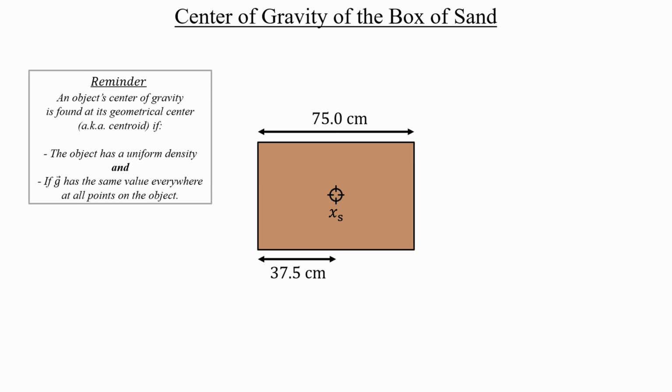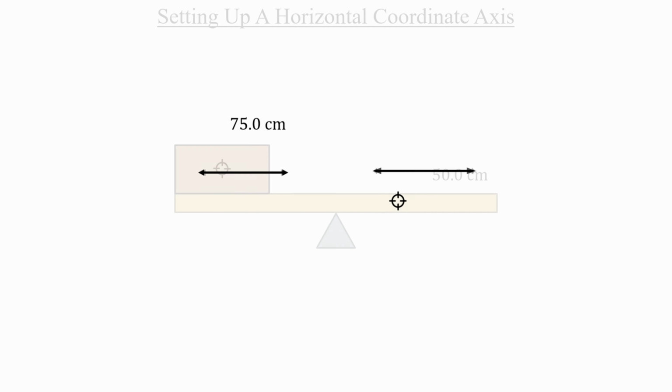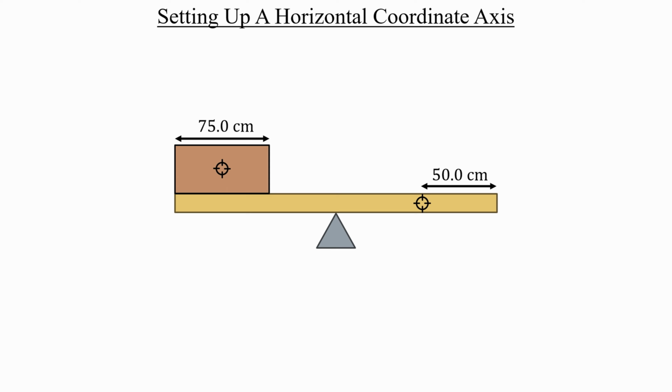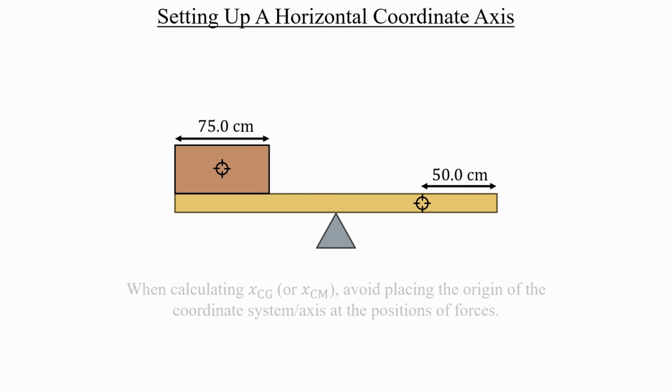So with that said, step 1 is complete, and we can move on to step number 2. Here in this part, we're going to be setting up our horizontal coordinate axis, but we need to be really careful about how we do it. If we place x is equal to 0 in a bad position, we'll end up with a wrong answer. Here's a really helpful tip to know where it should go.